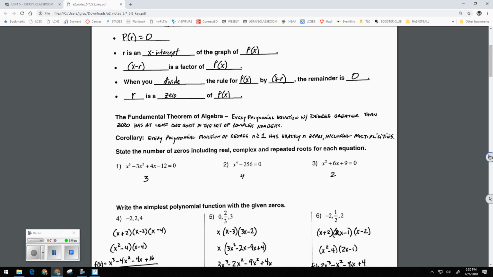If you look at numbers 1, 2, and 3 here, number 1, the degree is 3, so you're going to have 3 zeros. Number 2, you have a degree of 4, so you're going to have 4 zeros. Number 3, the degree is 2, so you're going to have 2 zeros. Whatever the degree is, that's how many zeros or roots you're going to have. Are they imaginary? Are they real? We don't know until we get into the problem.